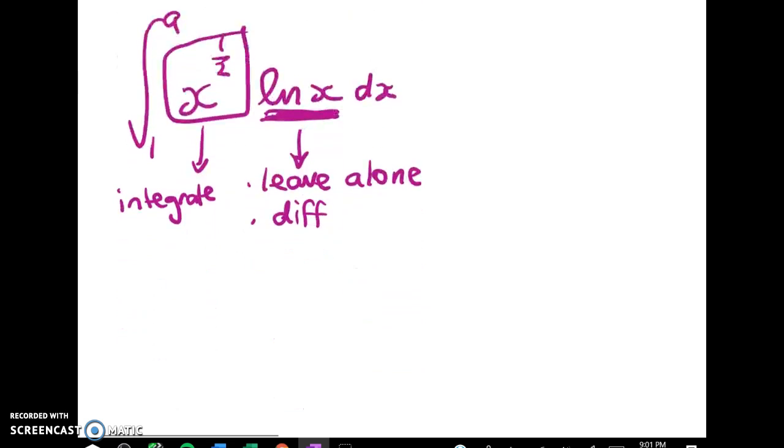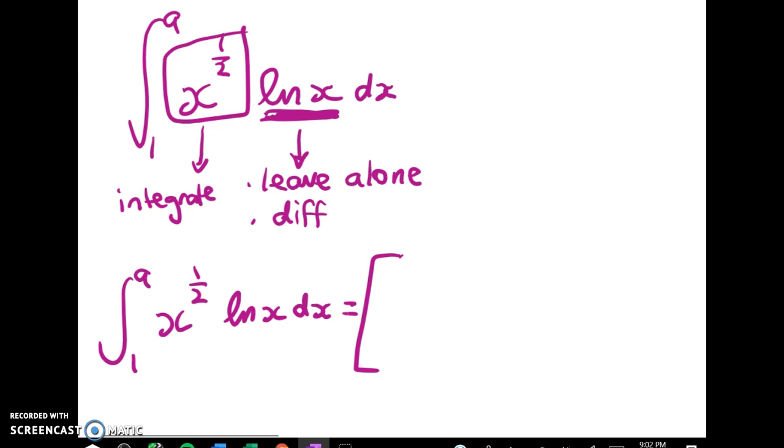So IBP goes like this. And it is going to feel really weird to start with. We've got x to the power of a half times the natural log of x dx. So it's got 2 bits to it. The first bit is where we integrate this, giving me 2/3 x to the 3 over 2. And we leave this alone. And we evaluate that at the limits of the integral.